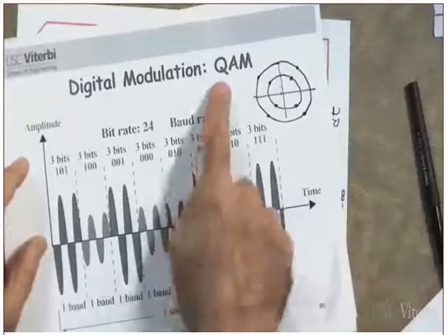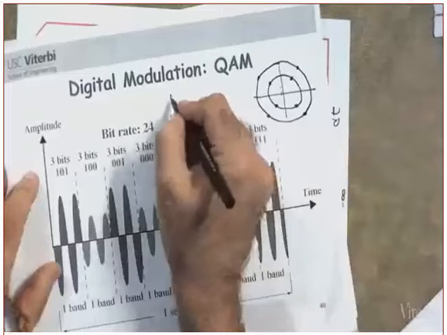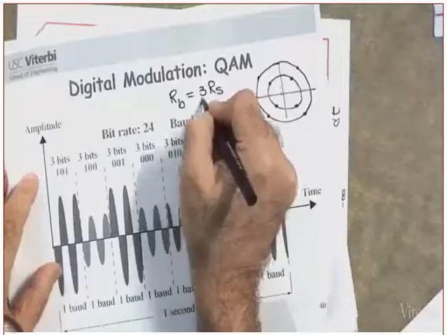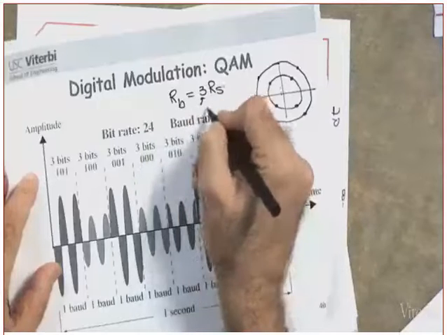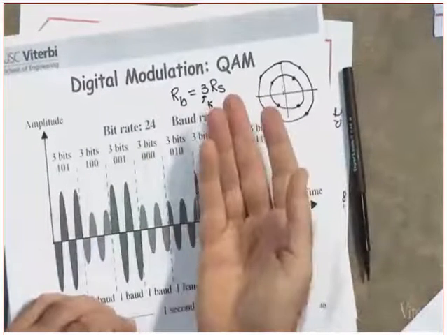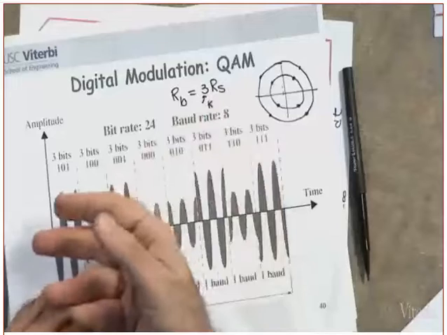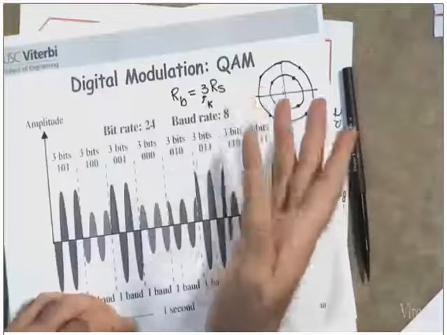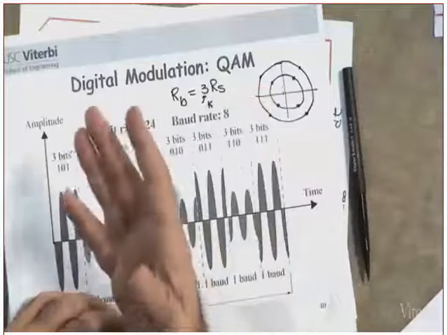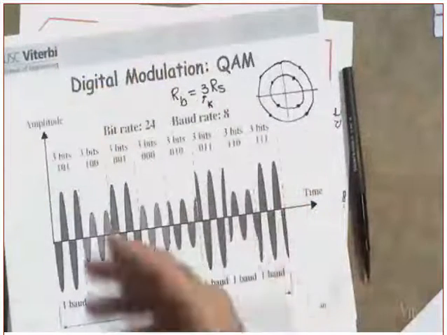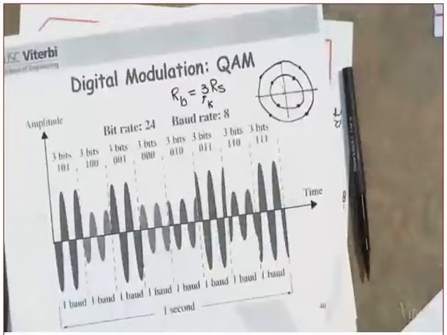Clear? Okay. QAM: RB is equal to 3 RS. This 3 is the K. Are you following me or not? Currently, the systems that are used in the 3rd generation or in the 4th generation go into 64 QAM, for example, 256 QAM. You can see that the constellation will become a little more involved, too many circles. Are you following me or not?